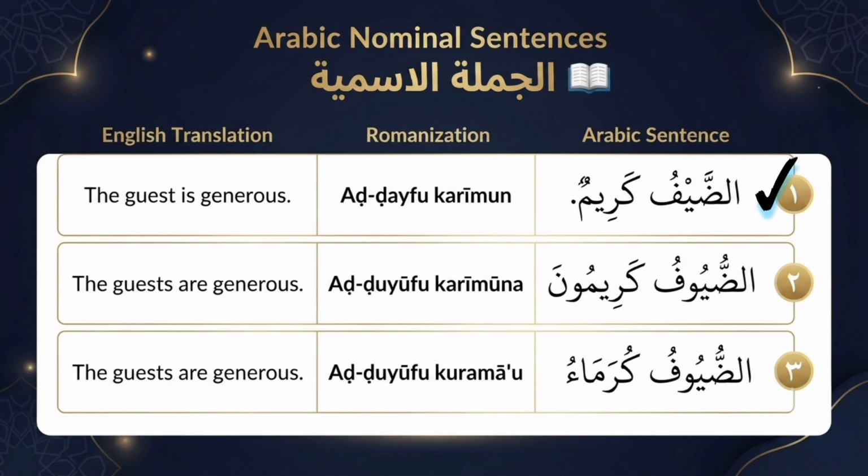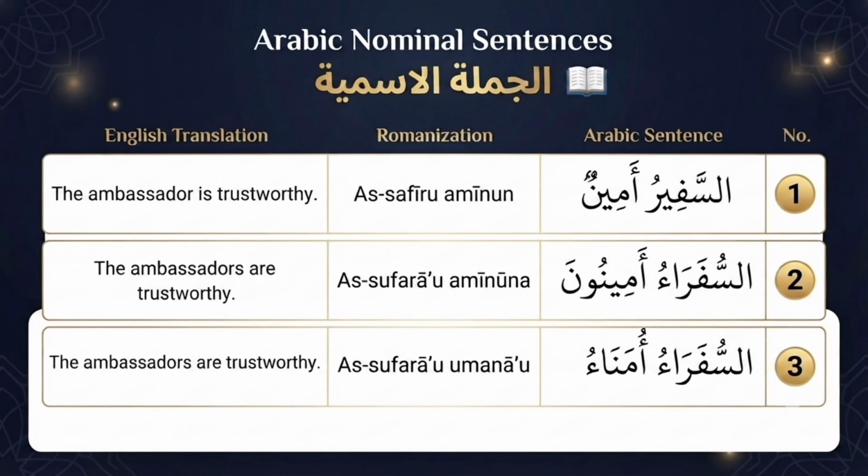الضيف كريم. The guest is generous. الضيوف كريمون. The guests are generous. الضيوف كرماء. The guests are generous. السفير أمين. The ambassador is trustworthy. السفراء أمينون. The ambassadors are trustworthy. السفراء أمناء. The ambassadors are trustworthy.